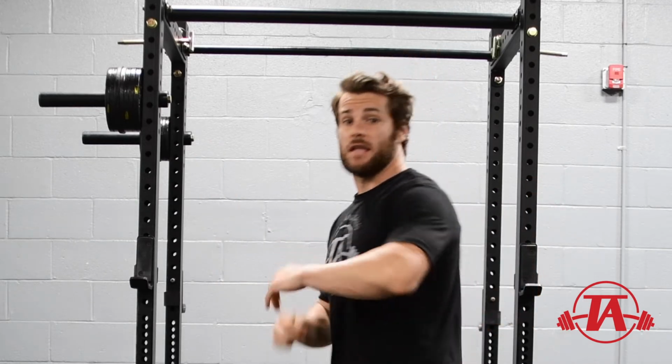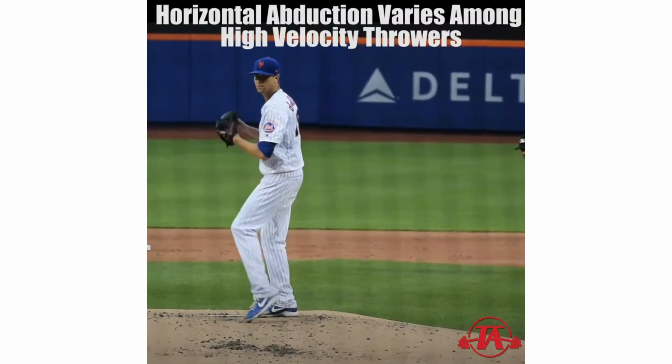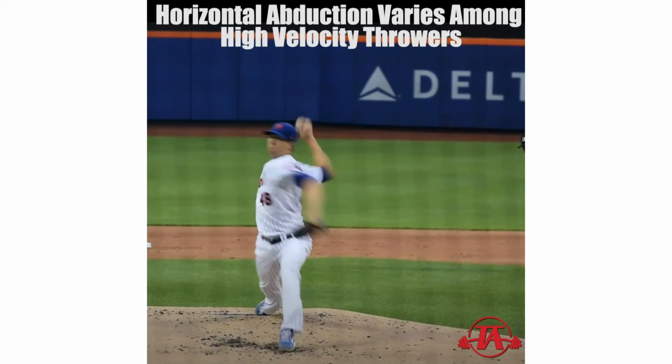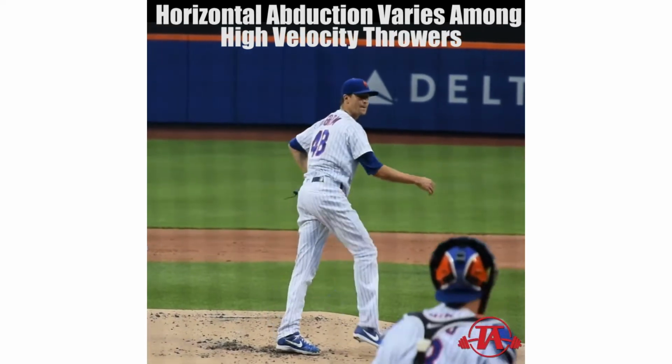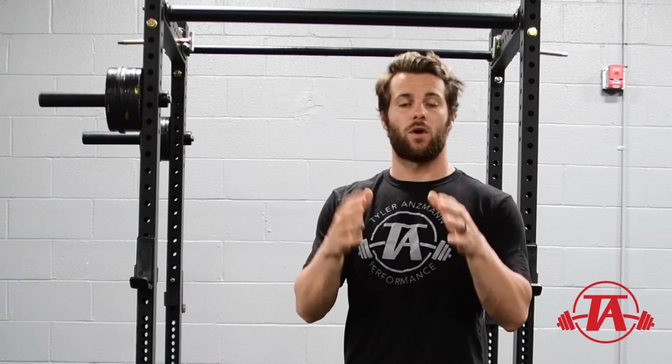But more may not be better in an absolute sense. We may see a lot from Jacob deGrom. If you see the still image of him, his arm's very visible from behind his body. He's got a ton of range of motion there. This may not work as well for somebody like me, for example. A couple of reasons for this are anthropometrics, so basically limb length, size of the body, those kinds of things, mobility, and then length tension relationships.